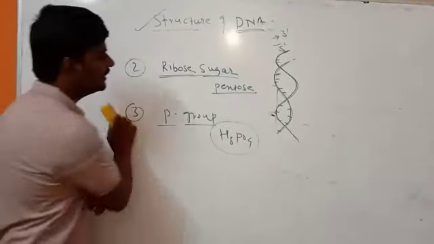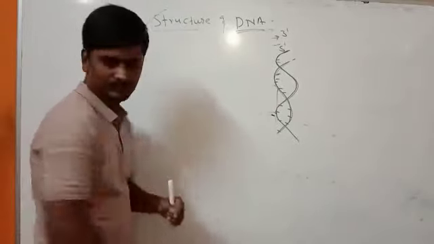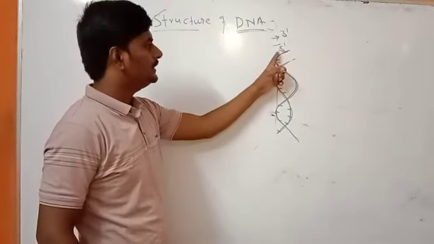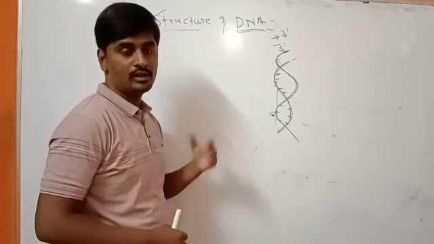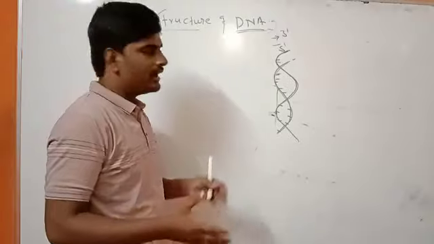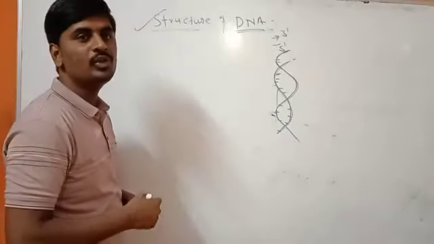So how is it made up? It is very interesting. Look at this. As we earlier discussed, the structure of DNA is made up of nitrogen bases, it has ribose sugar, and it also has a phosphate group. So what we studied is that each strand of DNA is made up of nucleotides.